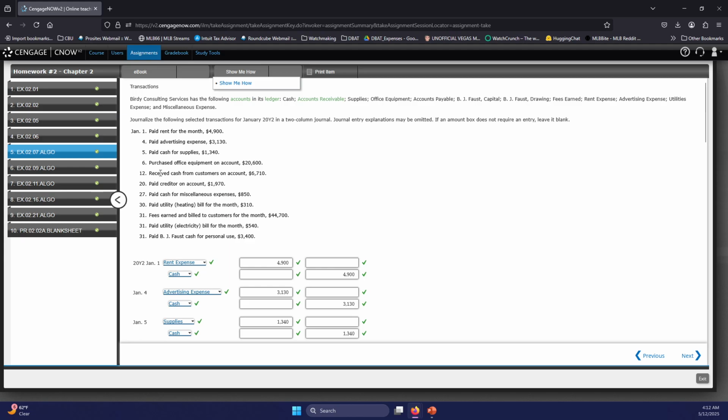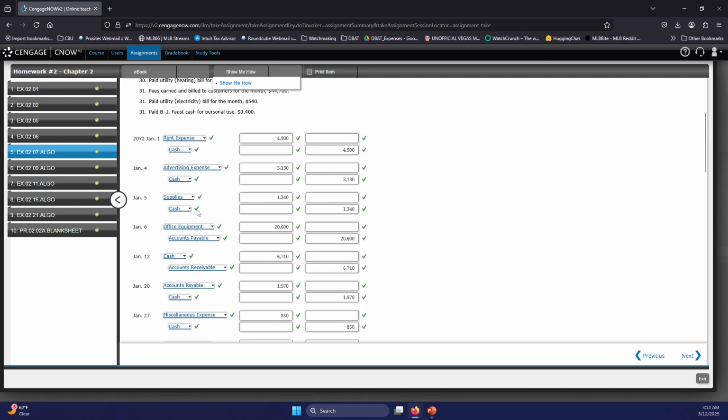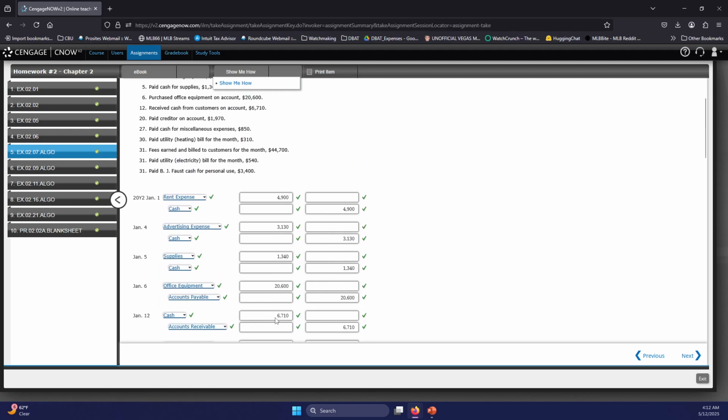Now, if we receive cash from a customer, let's look at the 12th here. We have a debit to cash and we have a credit to accounts receivable. Why? Because we received cash from customers on account. We weren't performing the service now. We had already performed it. So we're debiting cash and we're reducing that accounts receivable balance that we had previously booked, even though that original entry is not part of this example. We're reducing accounts receivable by crediting it for 6,710.